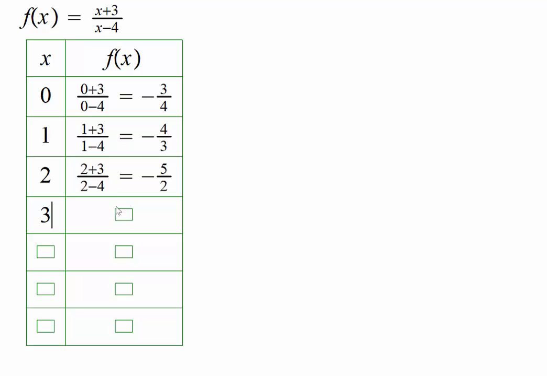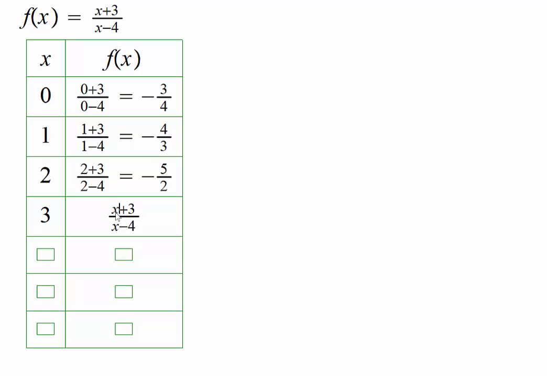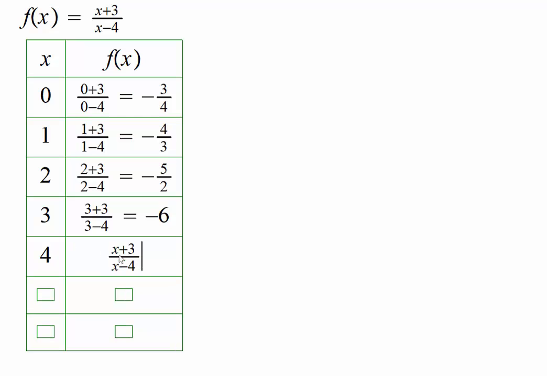For 3 it is 3 plus 3, which is 6, over 3 minus 4, which is negative 1. So we have negative 6. But when we come to 4, I can substitute a 4 in the numerator, but I'm not allowed to substitute a 4 in the denominator because that will give us a 0. Fortunately, you may notice that that's the only trouble spot in this case. If x is 4, the denominator is 0, which is not defined.